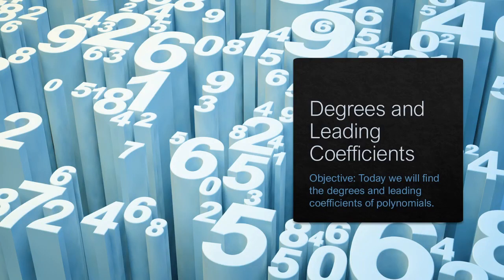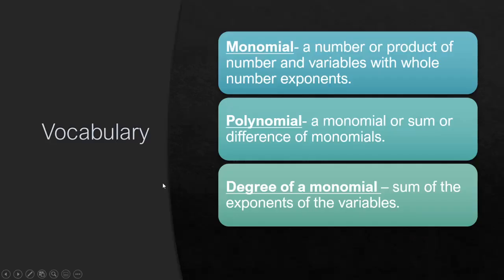Today we will find the degrees and leading coefficients of polynomials. A monomial is a number or product of numbers and variables with whole number exponents. A polynomial is a monomial or sum or difference of monomials, and the degree of a monomial is the sum of the exponents of the variables. So let's look at an example to understand what this means a little bit better.